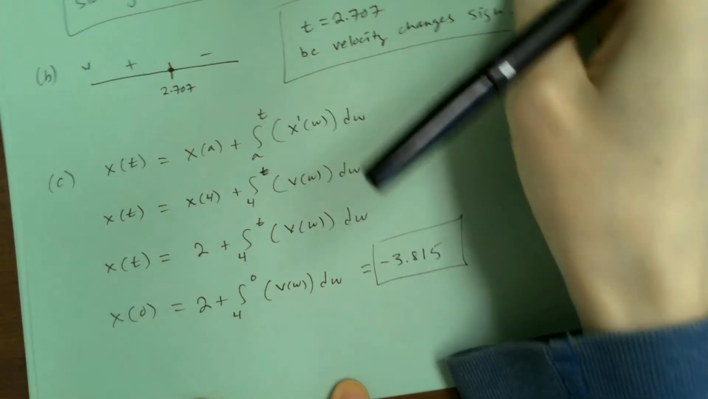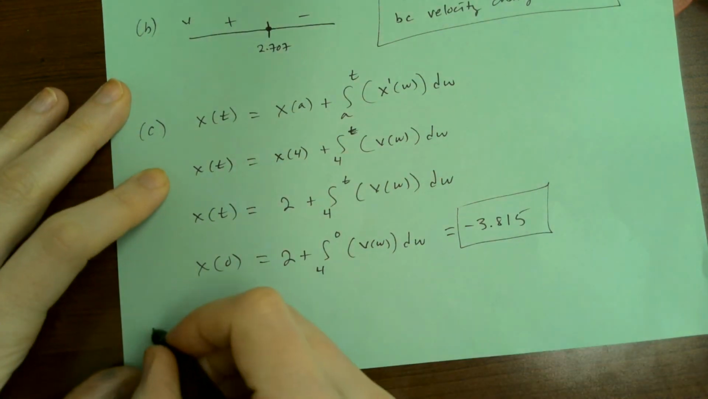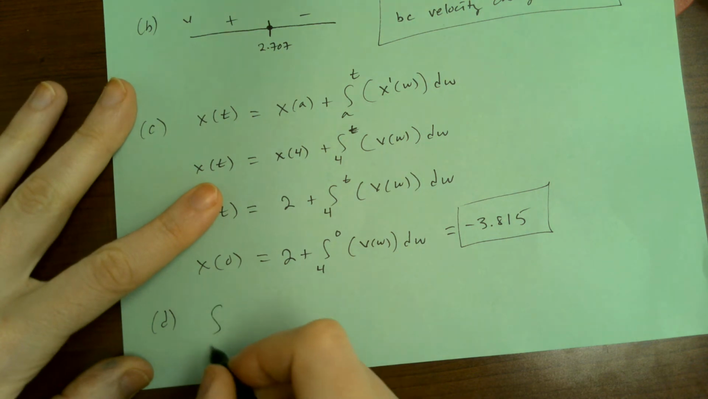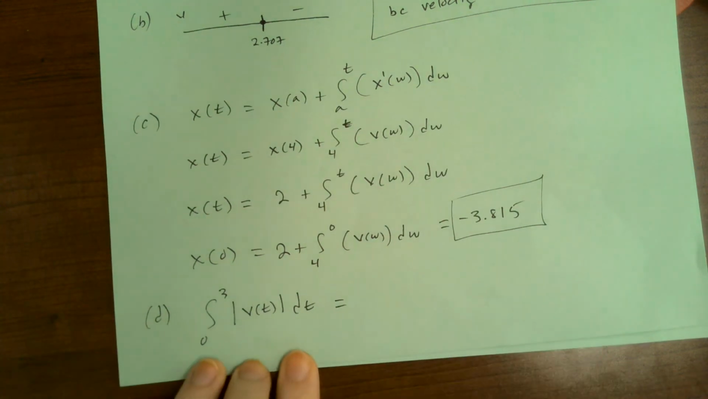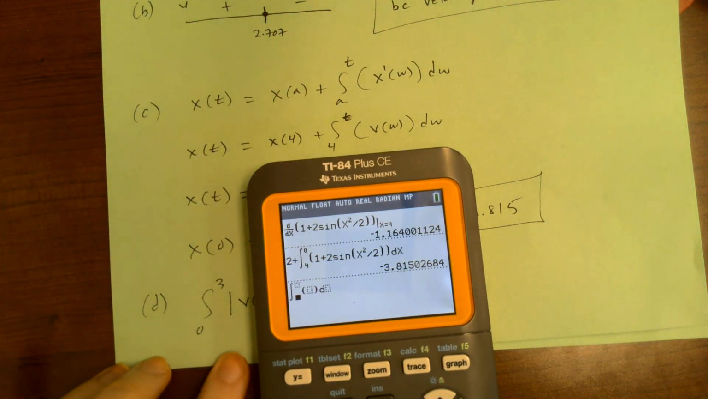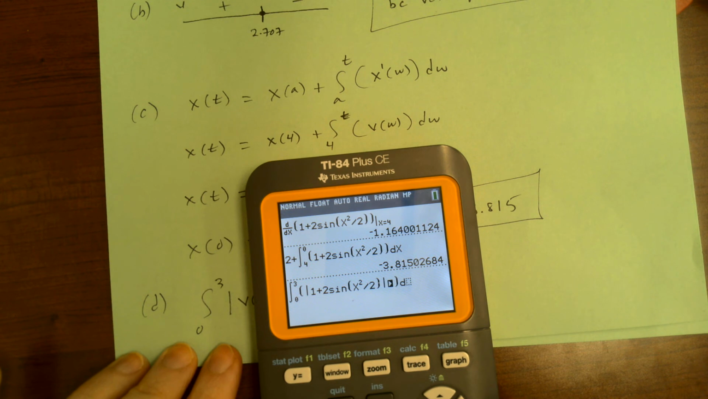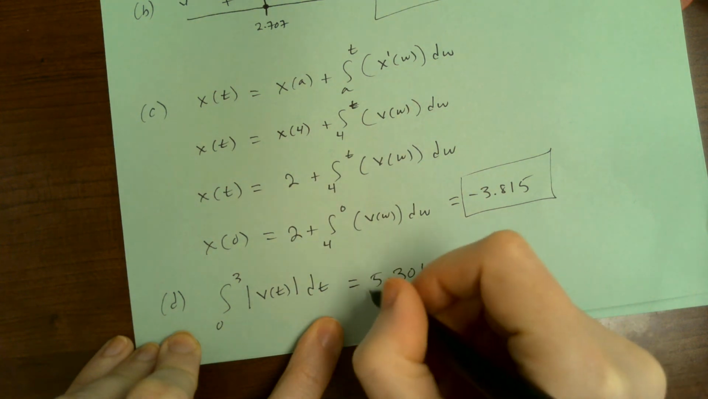And then finally, for part D, find the total distance the particle travels from t equals 0 to t equals 3. So guys, you just need to know the total distance formula, which is the integral of the absolute value of velocity. So the integral from 0 to 3 of the absolute value of velocity. See what I mean, guys? You can do this. So Math 9, 0 to 3, absolute value. I'm typing in velocity, 1 plus 2 sine. Okay, that is the total distance traveled, 5.301. Okay, guys.